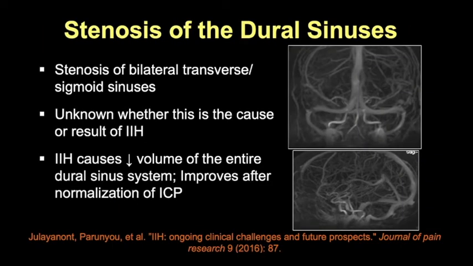Stenosis of the distal transverse and sigmoid sinuses, as in this patient, is often seen, and it's unclear whether it's a cause or a result of IIH, sort of a chicken and the egg phenomenon, but you can see improvement of this finding after normalization of the ICP.